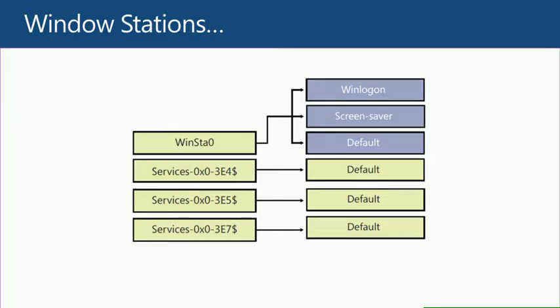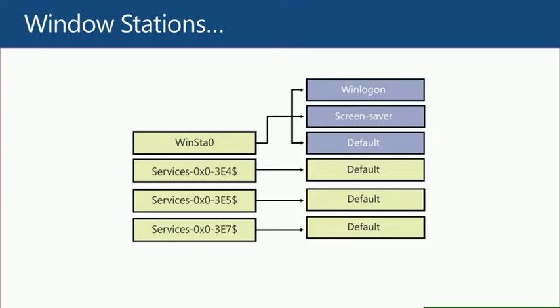So the window station with 3E7 belongs to local system. That's where the non-interactive services running as local system execute. 3E4 and 3E5 belong to network service and local service. So services running in these different contexts will run on these different window stations and have some degree of isolation between them. If you have a custom service account that you've configured a service to run as, it will get its own window station with a logon ID, which we'll talk about in a little bit, incorporated into the name.